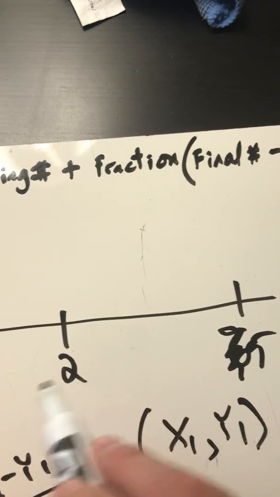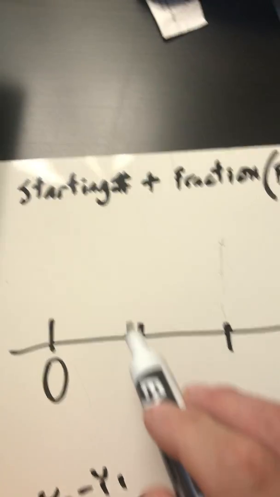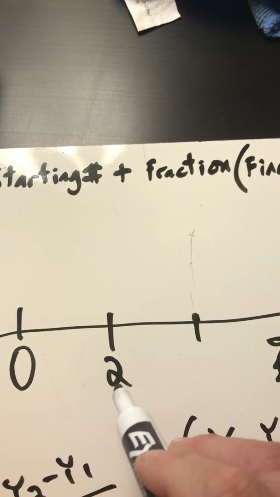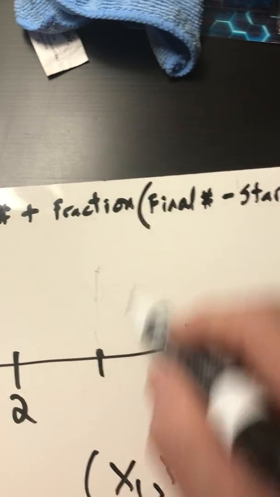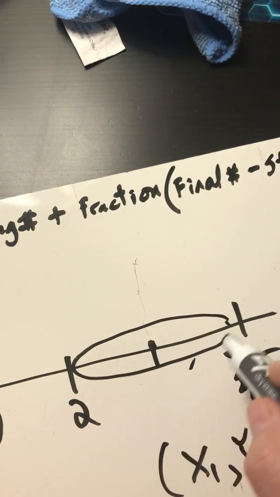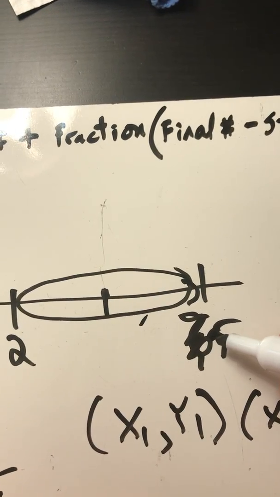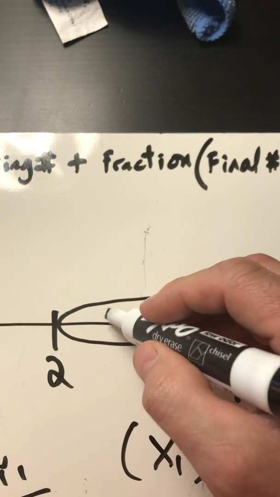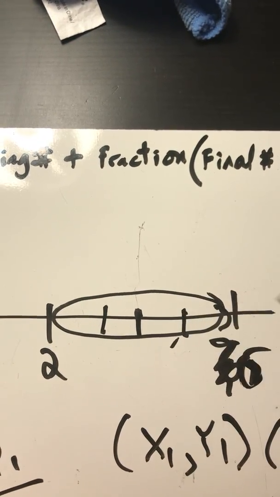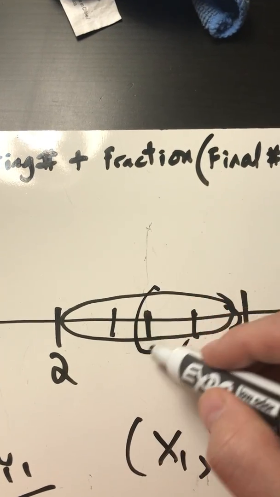What number is halfway between 2 and 6? What number is right here? Well, you have to start at 2. That's your starting number. It's the first one mentioned. And then you're going to go halfway. You're going to add half of however many units this is right here. Between 2 and 6, there's 4 units, right? So 3, 4, 5, 6. Halfway between is going to be right here.